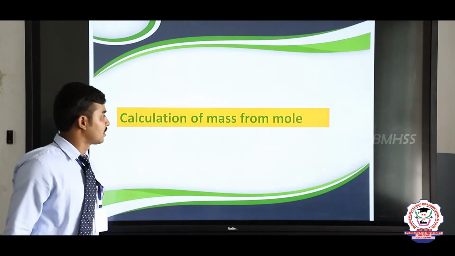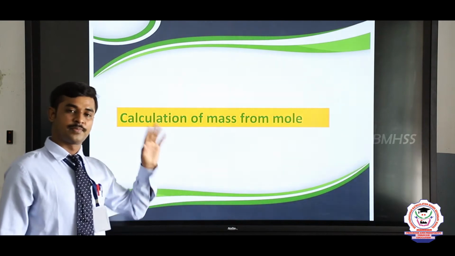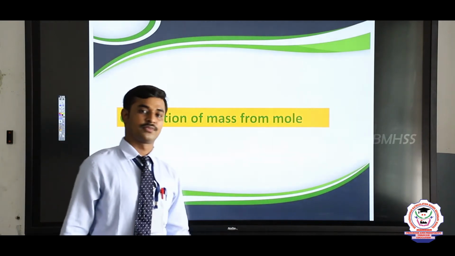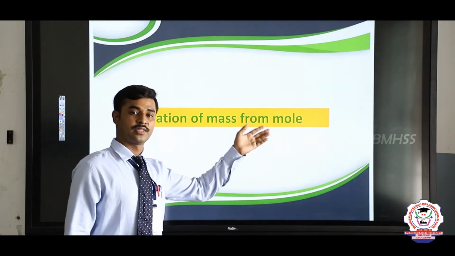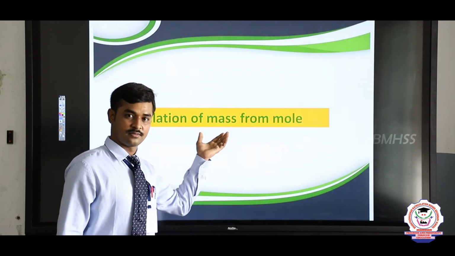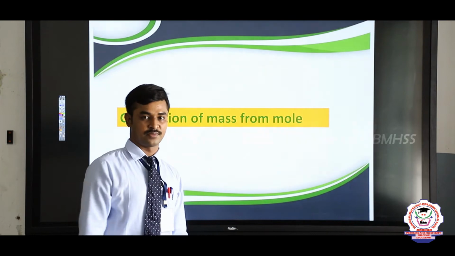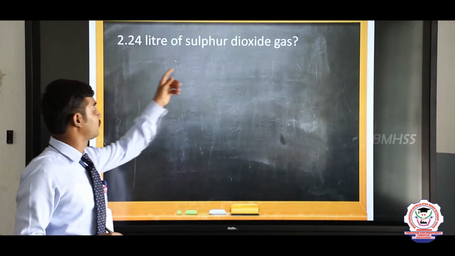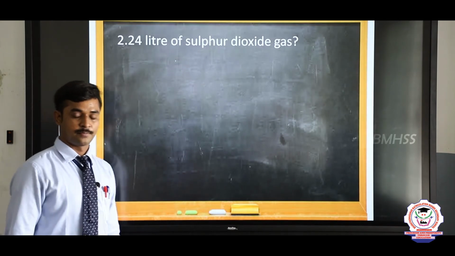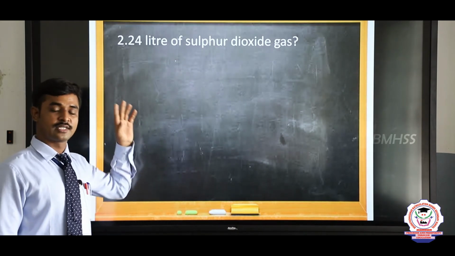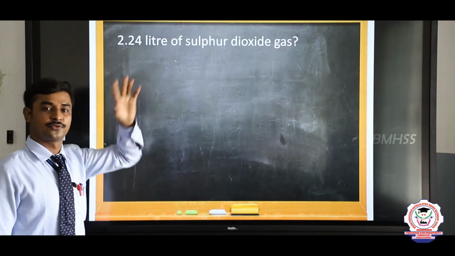Our third model is calculation of mass from the mole. Earlier, the given mass was present in the sum, and we needed to find the mole of the molecule. Now, we find the mass from the mole. It is opposite to that model. The sum is: 2.24 liter of sulfur dioxide gas, find the mass. To find the mass we need the mole, but here they did not give the mole of the sulfur dioxide. They only give the volume of sulfur dioxide, that is 2.24 liter.